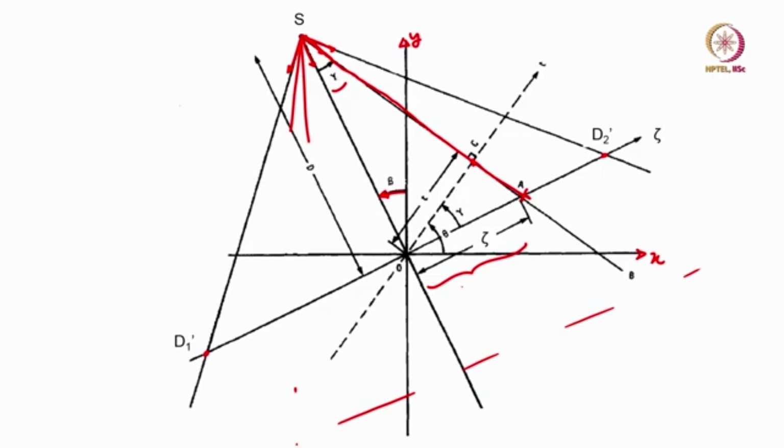Now gamma and zeta of course are not independent, because if you choose some gamma and then you draw a line, it will come and intersect at a corresponding value of zeta, okay. So you can pick either one, either gamma or zeta. In the case of the equiangular distribution, you will use gamma. In the case of the equispaced detectors, you will use zeta, okay, that is the only difference.